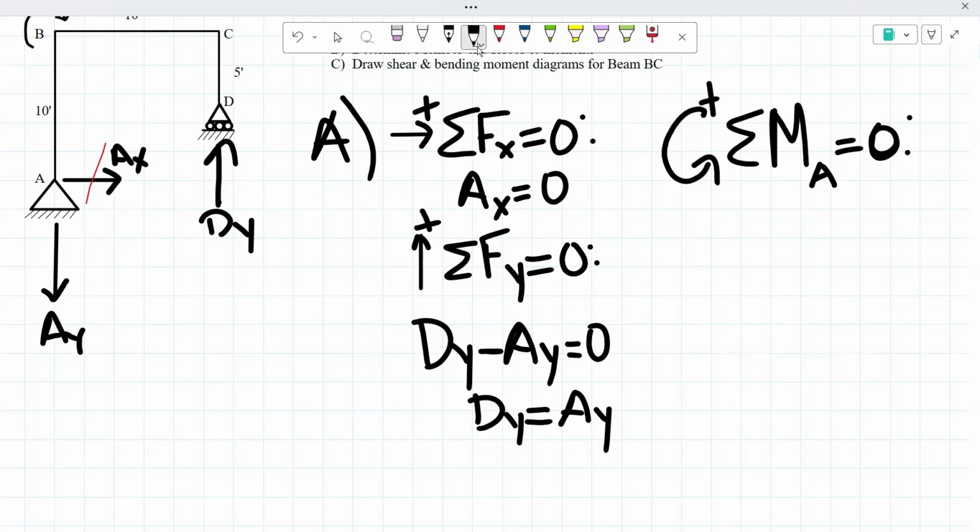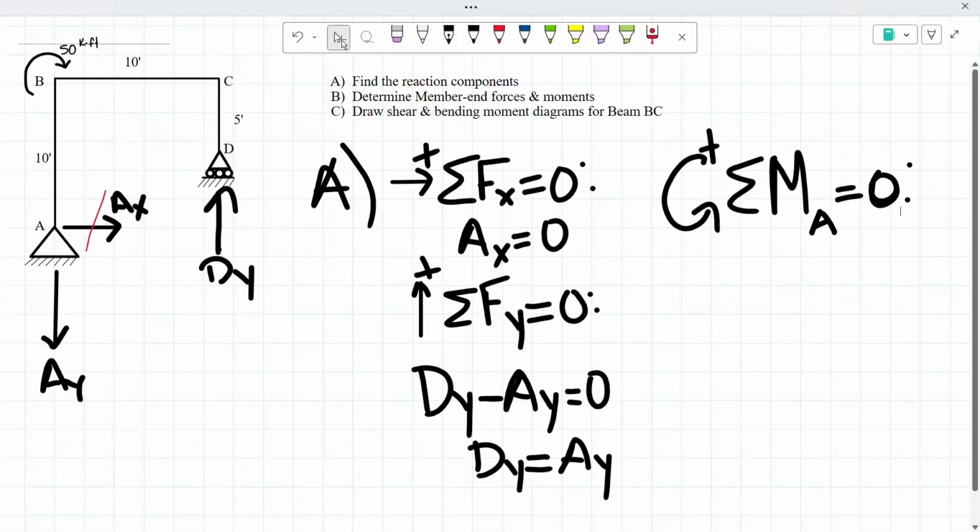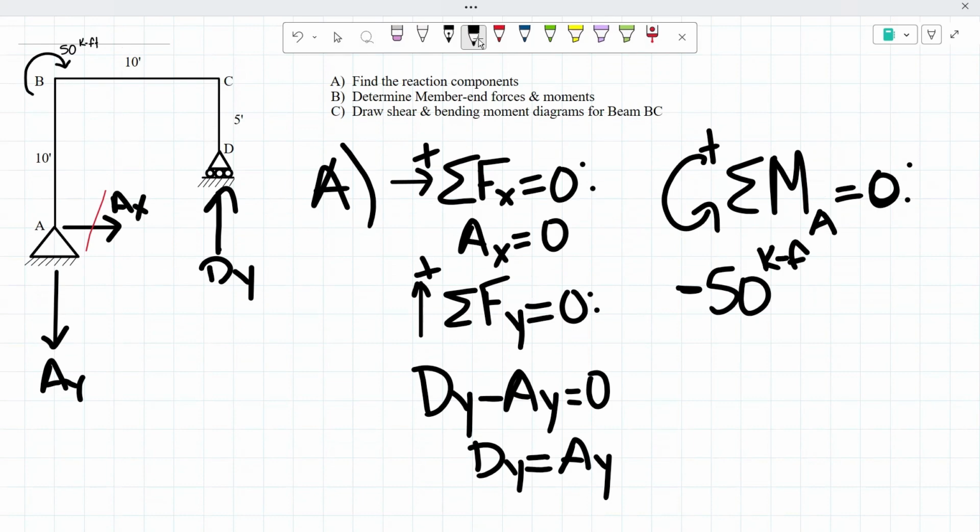So like we mentioned earlier, A of y is parallel to that point, so it will not cause any moment. So that's assumed to be 0. From there, we have a moment going on here at point B of 50 kip feet, and that is going clockwise. So that's going to be a negative 50 kip feet. And then from there, we have our D of y.